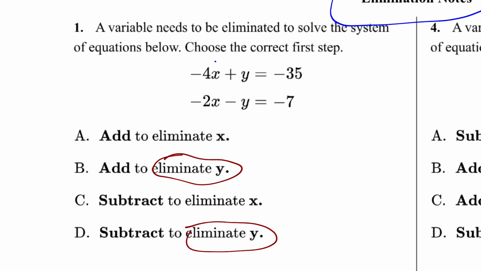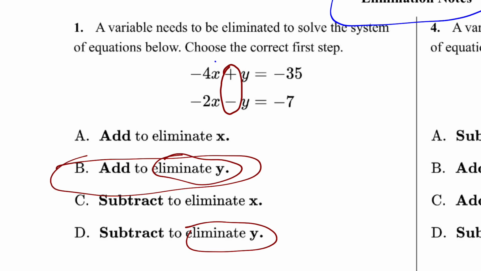If we add or subtract, how do we get 0? So notice this one has a plus and a minus. That means if we add, we get 0. So we're going to add to eliminate Y because the signs are different.